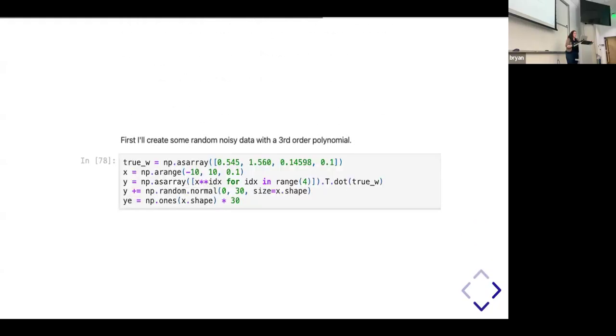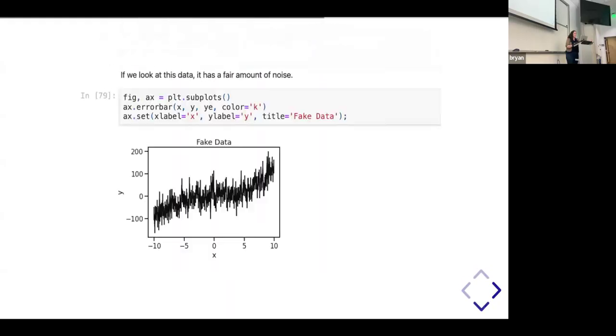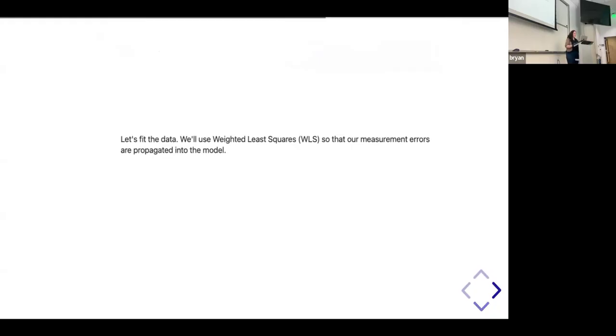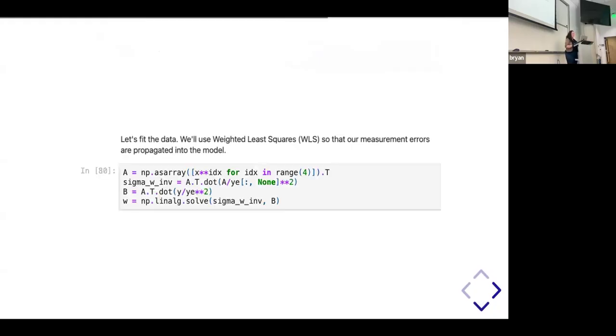Let's create some random noise data. Third order polynomial. You're probably tired of me doing this. There it is. You might recognize this from earlier. We're going to fit the data. We do weighted least squares. You can see here that I am weighting by the inverse variance. And here I'm weighting by the inverse variance. I'm going to solve it.